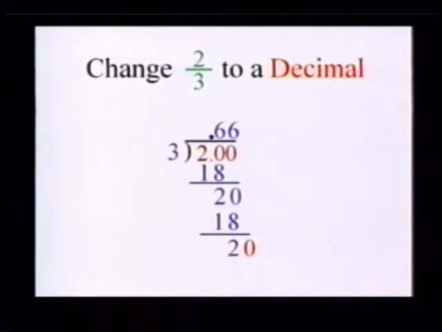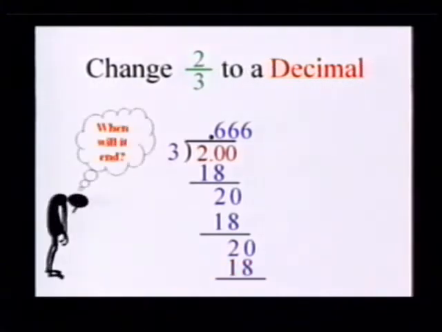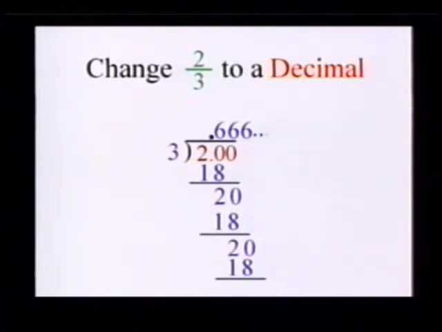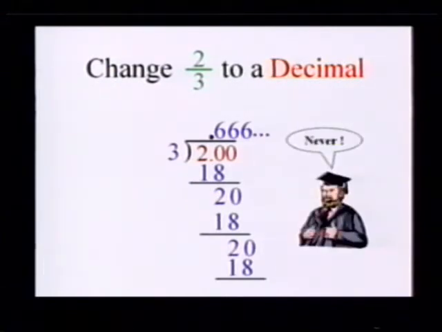Okay, we could go on and on and on. Multiply, subtract, bring down the next digit. Oh, this could go on and on and on. How far could it go, by the way? To infinity and beyond. Oh, so now what are we going to do?